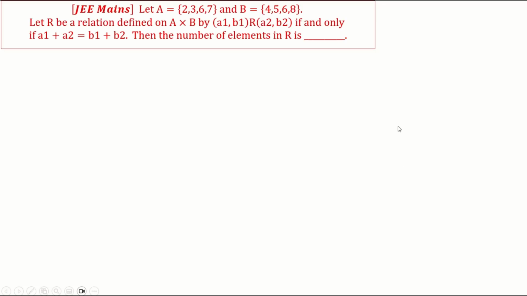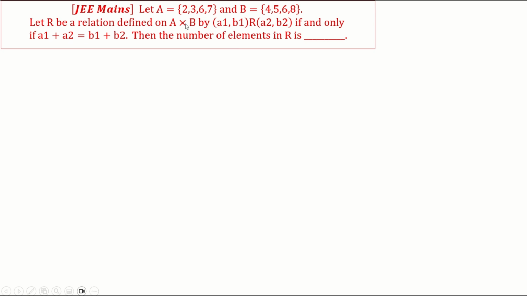Next. Okay, let A equal to {2, 3, 6, 7} and B equal to {4, 6, 4, 5, 6, 8}. R is a relation defined on A cross B by (a1, b1) related to (a2, b2) if and only if a1 plus a2 is equal to b1 plus b2.